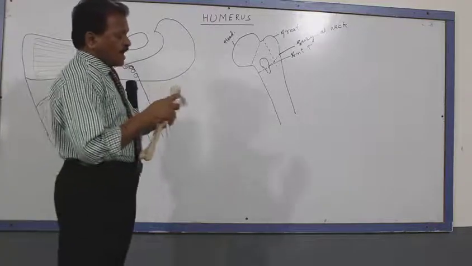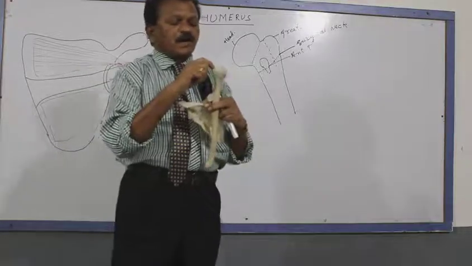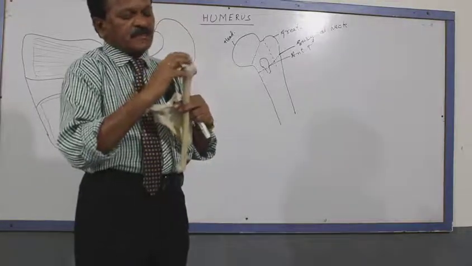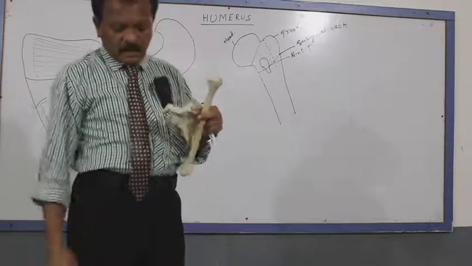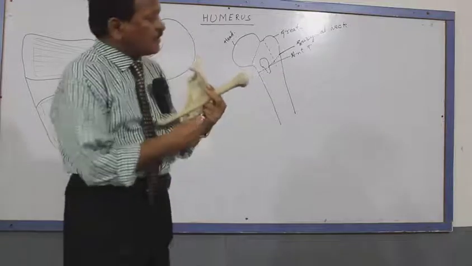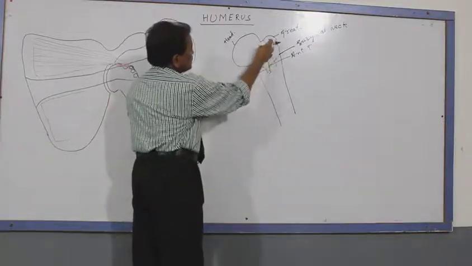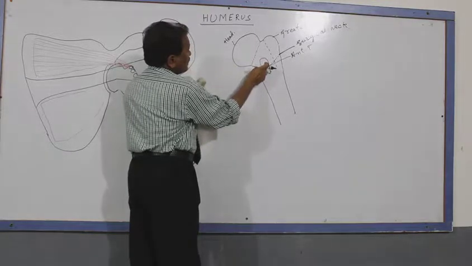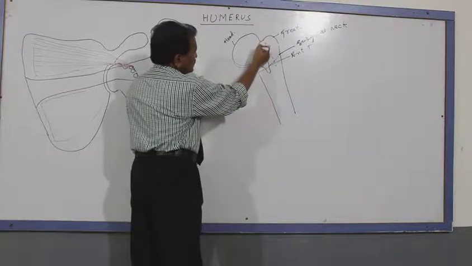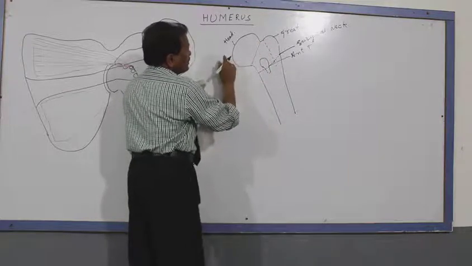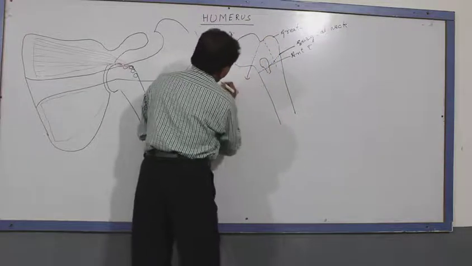So that is concerned with the head of the humerus, and below the head of the humerus, at this region, there is a constricted part, and it is called the neck of the humerus. The neck of the humerus separates the greater tubercle on the lateral side and the lesser tubercle on the inferior anterior side from the head. So it is named the anatomical neck.